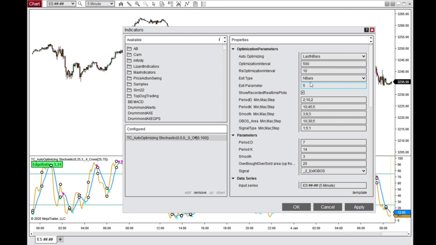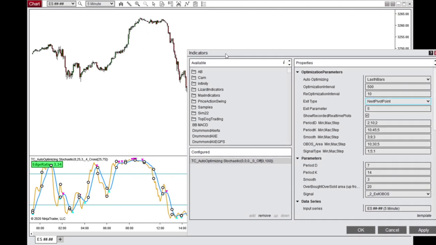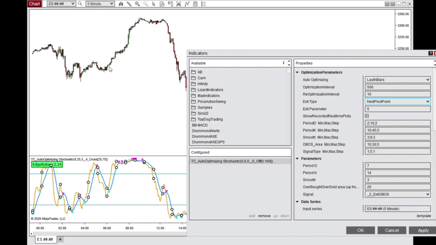Now the exit parameter is either after 5 bars or next pivot point. Now what's a next pivot point? Well, basically that's a swing, a high swing or a low swing. So if you've got a long signal, let's say here, I'll just move that out of the way, let's say somewhere in here, it would measure until the next high swing and figure out what that favorable excursion was compared to how much pain it took on the way.